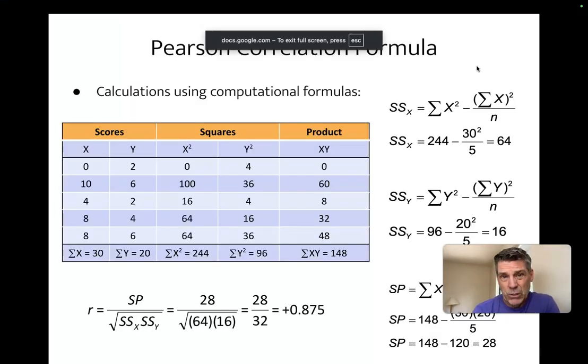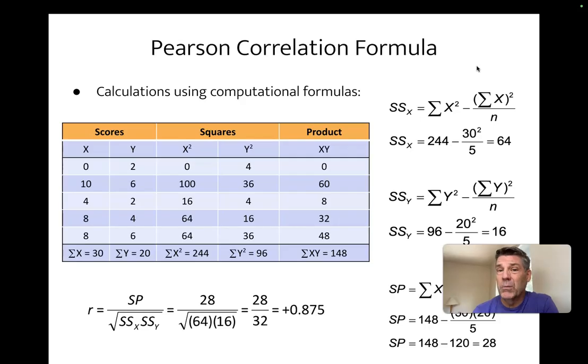Use the computational formula. The definitional formula, while it's nice and meaningful because you see what you're doing throughout it, runs into problems when you don't have easy means, so means that are fractions. If you have means that are fractions, it ends up being a nightmare. This is the one to just get used to using.